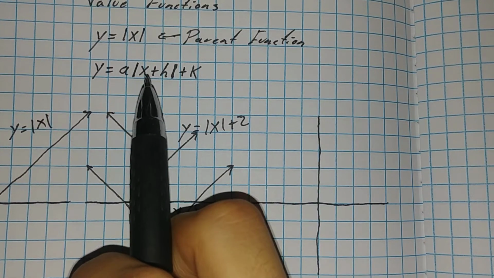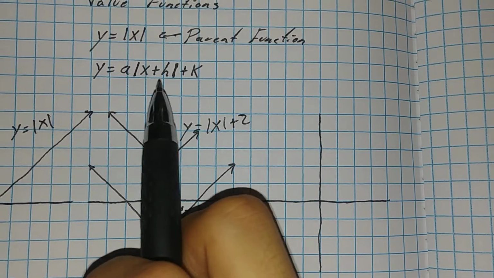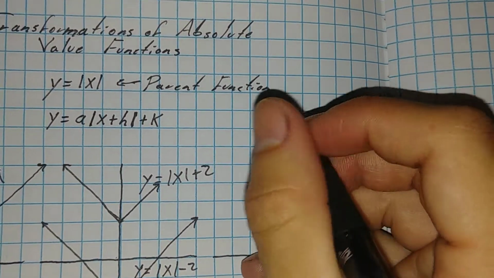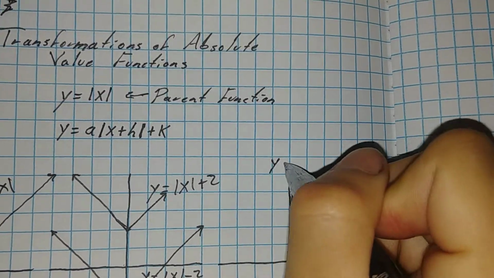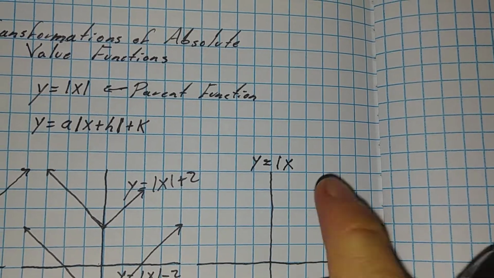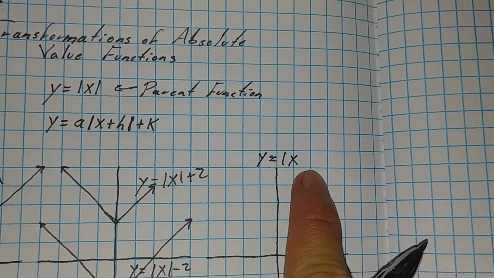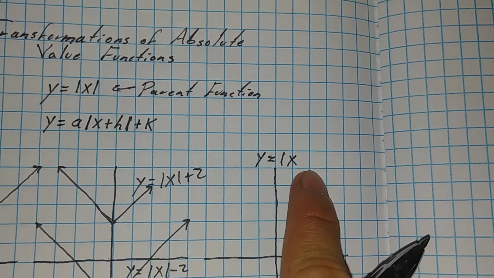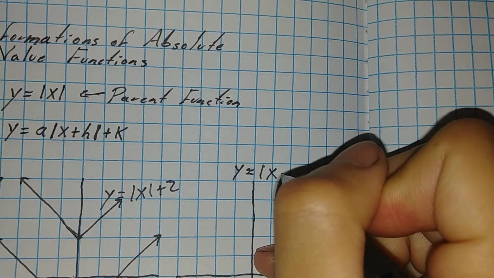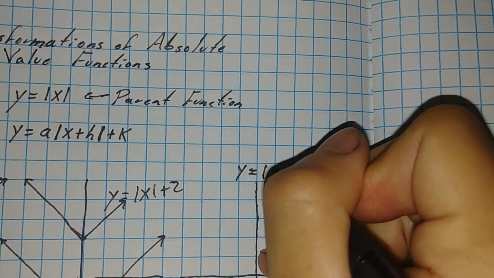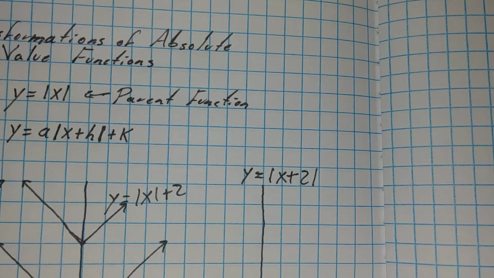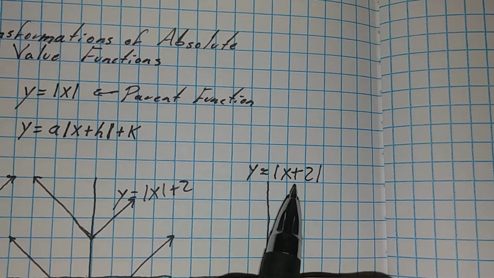Now the second one that I look at is my h. Notice that h is being added to x inside the absolute value. So to identify h, I would have y equals the absolute value of x. If I add or subtract something, that is going to be my h value, because it's inside of the absolute value signs. So let me add 2. There you go. This is my h.